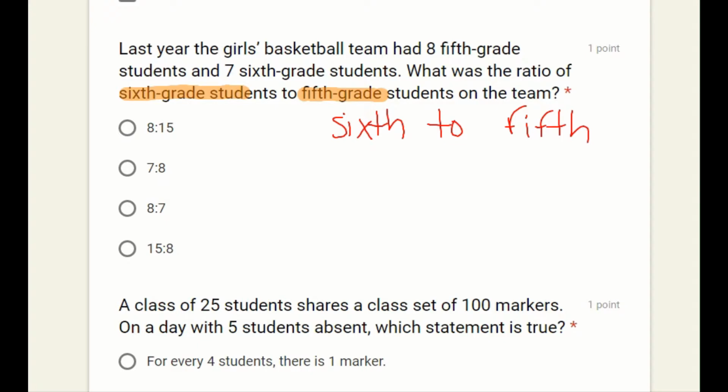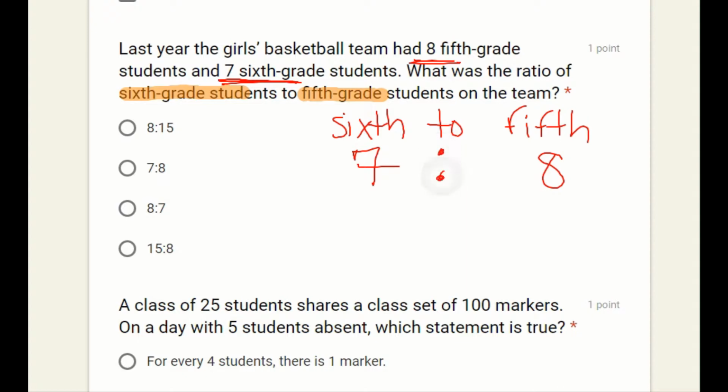What is the number that's associated with 5th? So if I look here, I have 7 6th graders. So I'm going to put 7 underneath 6th. And then I have 8 5th graders. So I'm going to put 8 underneath 5th. And then I'm going to recognize that I see the answer right here.